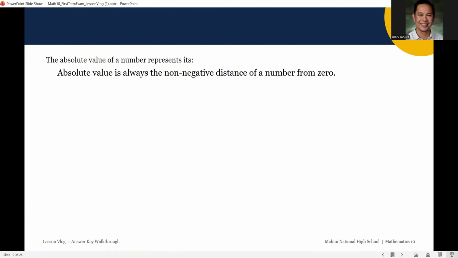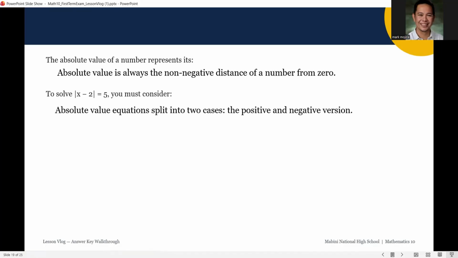Always positive. Next, to solve x, absolute value of x minus 2 is equal to 5. You must consider that the absolute value equation splits into two cases, di ba? Because the constant here is positive. So meaning, we split it into two versions. We have the positive and the negative version.